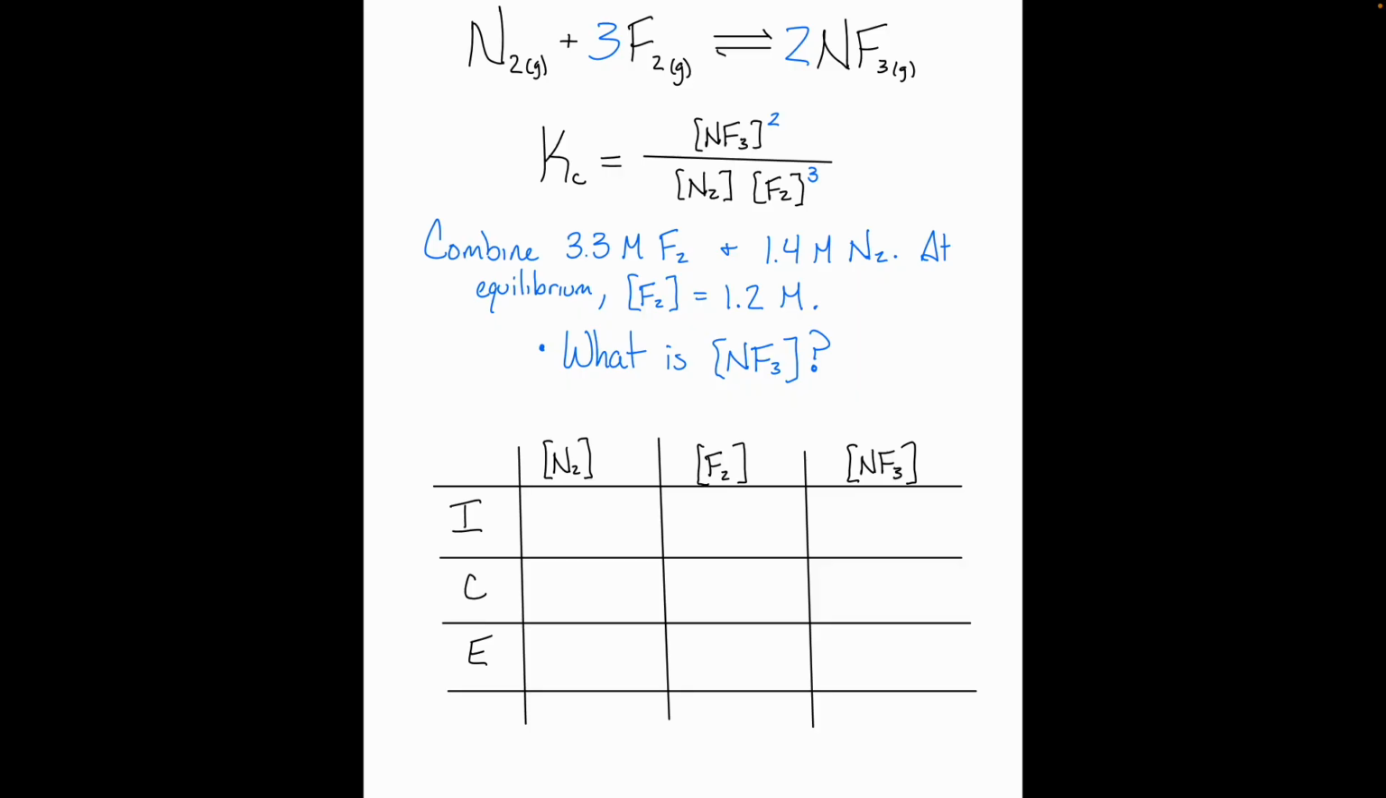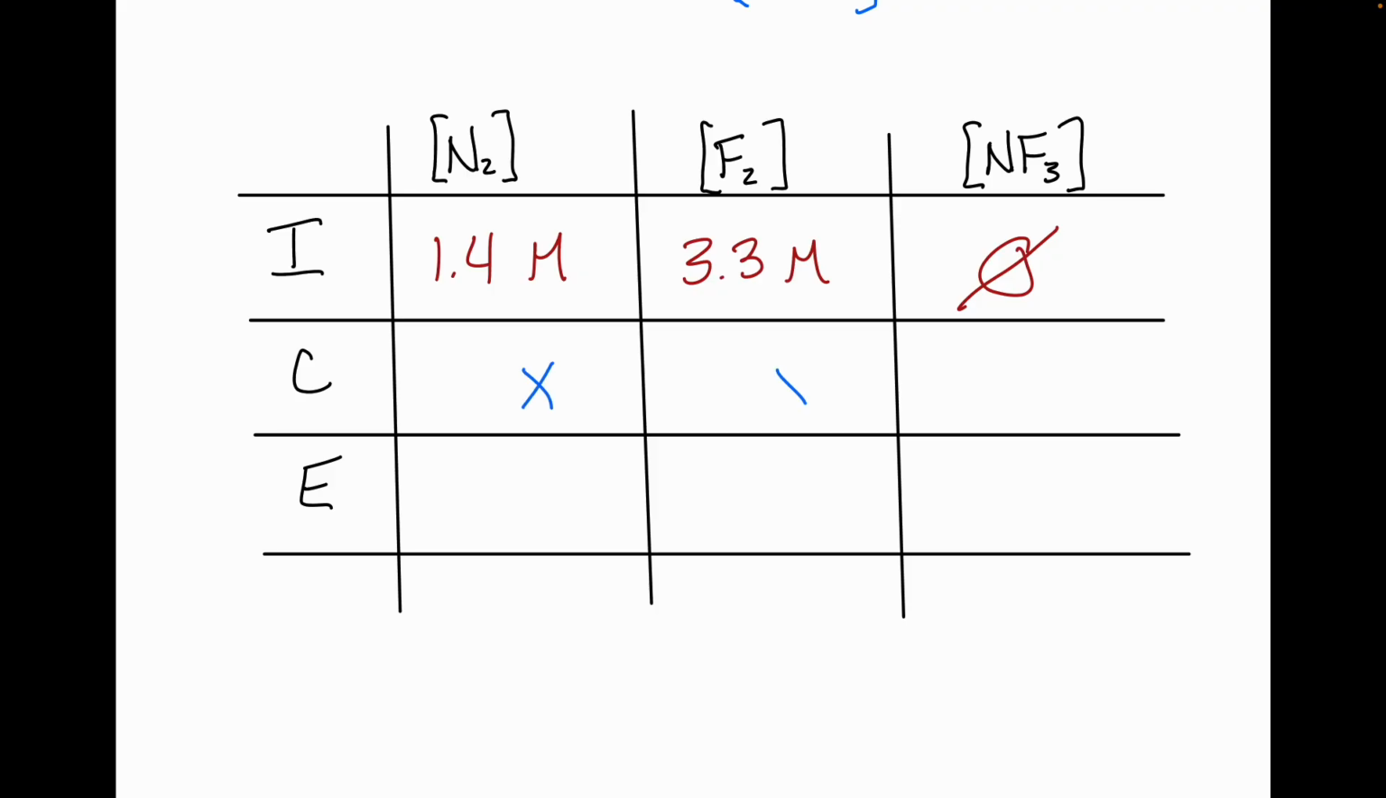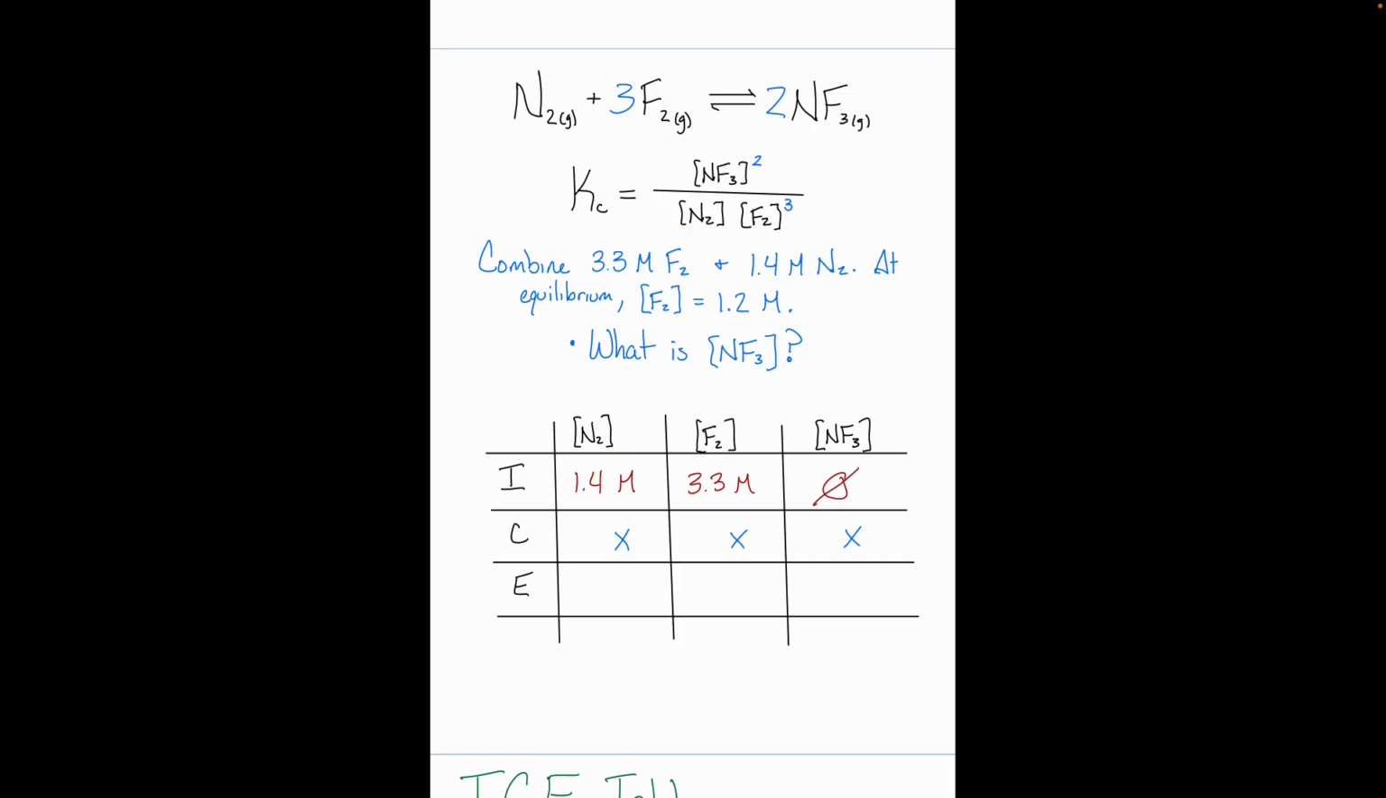Just to fill this in pretty quickly, I'm going to have a value of 1.4 molar for my concentration of nitrogen, and 3.3 molar for my concentration of fluorine. I don't have any product in there. For our change box, we're always going to use that variable x. We have to figure out what our sign is. Our sign depends on whether we're talking about a reactant or a product. In this case, my reactants are my nitrogen and my fluorine, so these are going to decrease in concentration, whereas my product's going to increase in concentration.